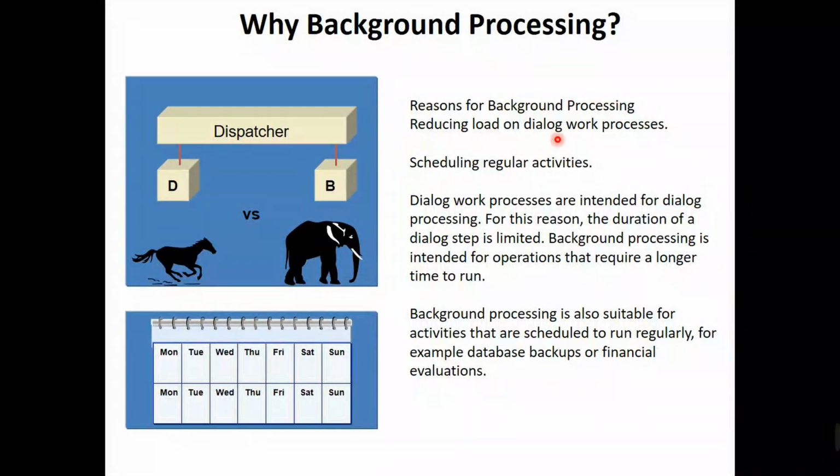First is reducing the load of dialog work process, as I said, and scheduling regular activities. Dialog work processes are intended for dialog processing. For this reason, the duration of a dialog step is limited, whereas background processing is intended for operations that require a longer time to run. As I said, background processing is also suitable for activities that are scheduled to run regularly, for example database backups or financial evaluations.